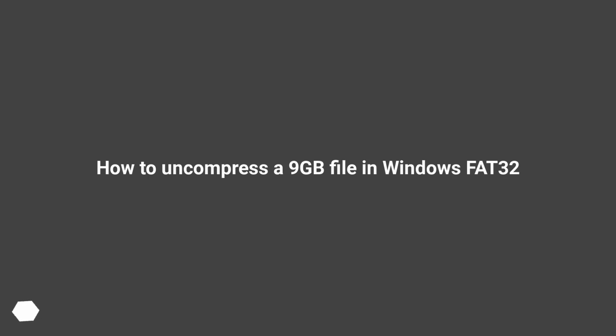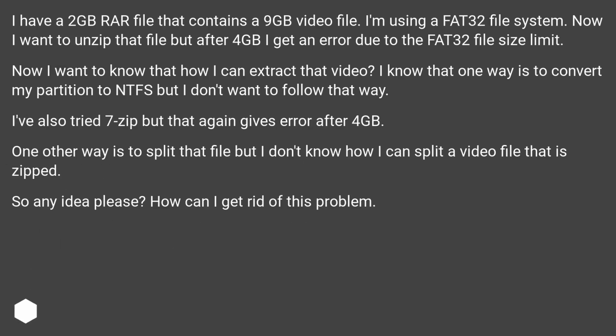How to uncompress a 9 GB file in Windows FAT32. I have a 2 GB RAR file that contains a 9 GB video file. I'm using a FAT32 file system. Now I want to unzip that file, but after 4 GB I get an error due to the FAT32 file size limit. Now I want to know how I can extract that video.